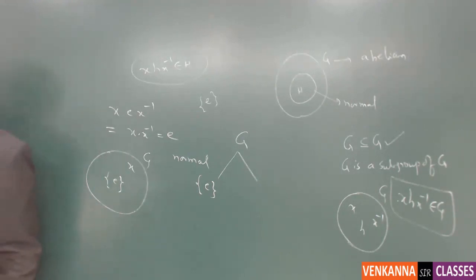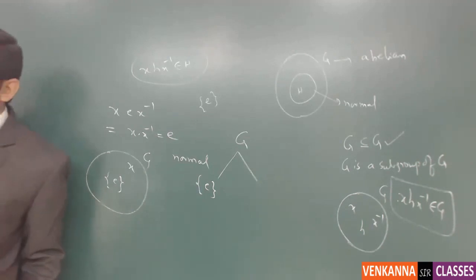So you are saying that if G is a normal subgroup, G may be abelian, G may not be abelian. Those cases will exist. That is what you are saying, right? Now I got your point.